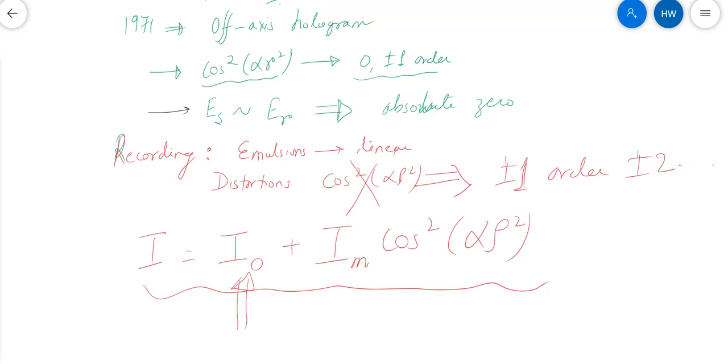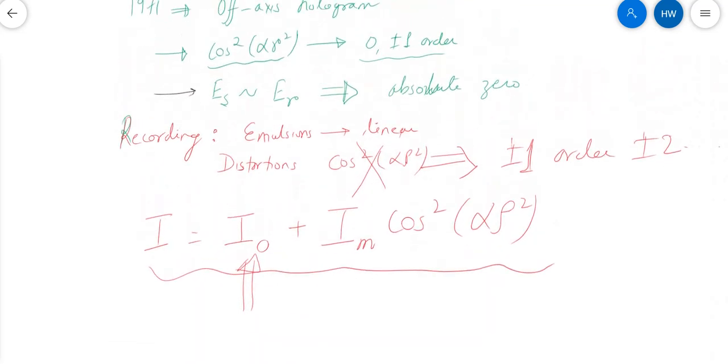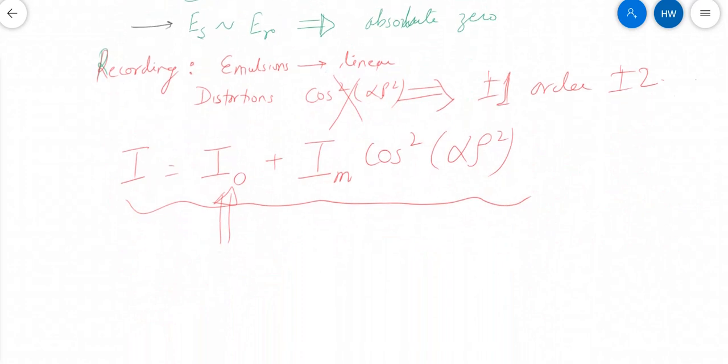Because these emulsions do not respond linearly at low light levels, they do beyond a certain exposure. So you start getting better response to the variation in the intensity. Right. So these are some issues that are there with recording such holograms.